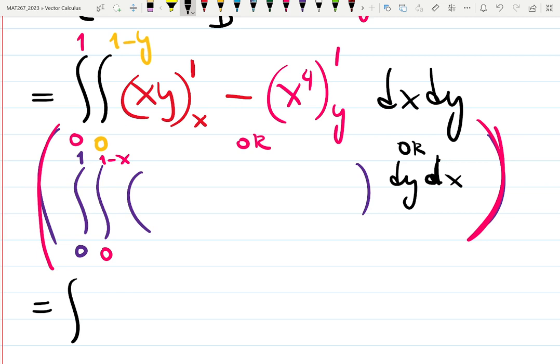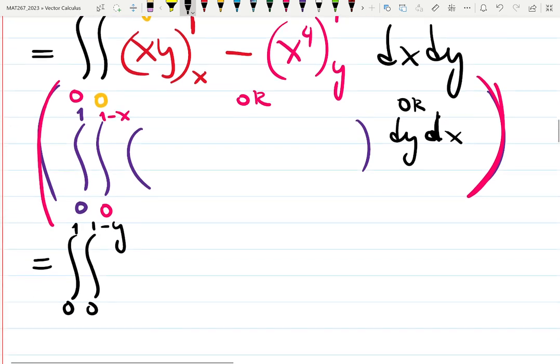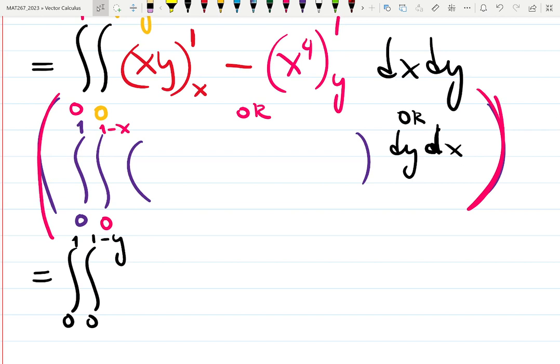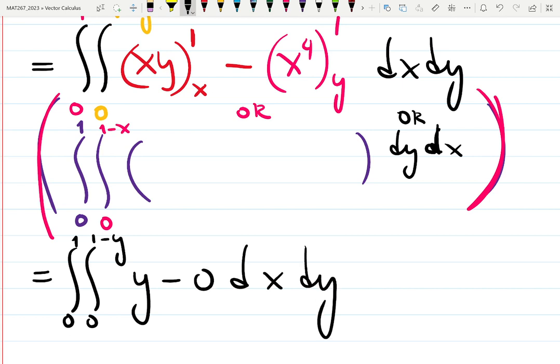Finally, let's write it down. From 0 to 1, from 0 to 1 minus y, I'm sticking to the first one. xy with respect to x gives me just y. x to the 4 with respect to y gives me just 0. dx dy. That's a simple integral. Quickly finish that one, and you get 1/6. And this is the answer for the line integral. It is much easier than doing 3 different integrals and blah, blah, blah.